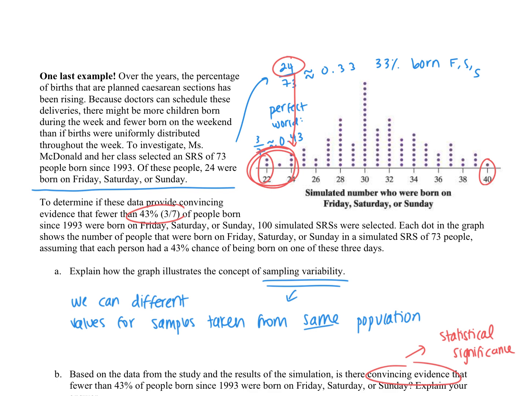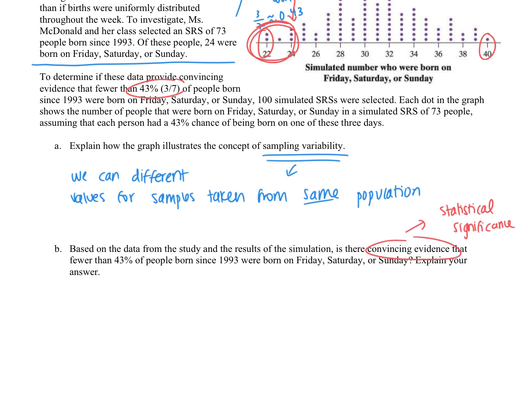Okay, was it likely to get 24 on this dot plot? No, right? It was not very likely. What that tells us, since we did in fact get 24, is that our results are significant. We do have convincing evidence because it's so rare that we would have actually gotten those results. So is there significant evidence? Yes. We're not going to explain because I don't have time and I want to make sure you guys get to lunch on time.